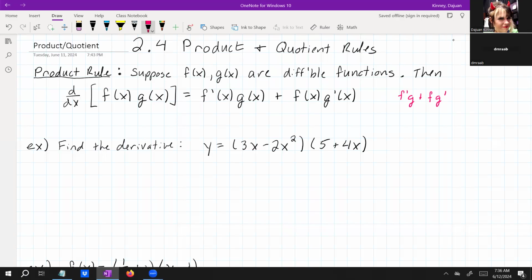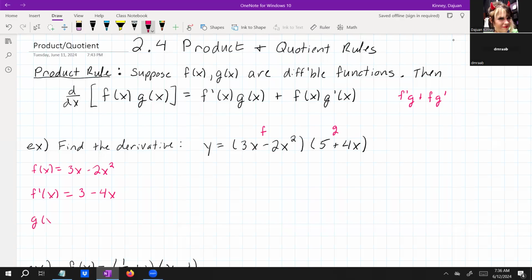So sometimes it helps to separate these out and kind of say, here's f, here's g. I'll do them all a couple ways. So I'm going to say this is my f function and this is my g function. So f of x equals 3x minus 2x squared. f prime of x, take the derivative of that. So I get 3 minus, bring this down, 4x.